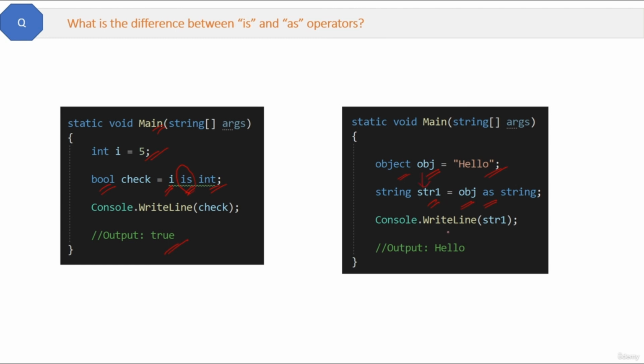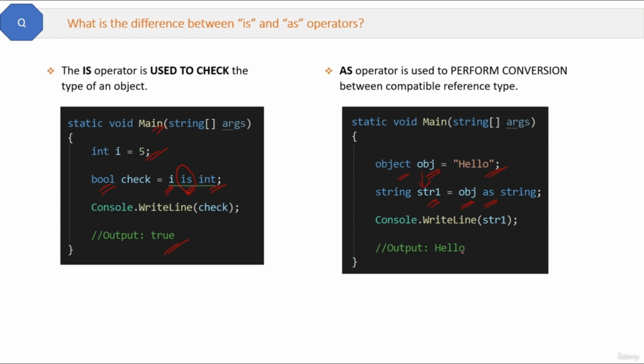So the difference is, first, the is operator is used to check the type of an object. On the other hand, the as operator is used to perform conversion between compatible reference types. You can say one more difference here: the is operator will always return a Boolean type like true or false, whereas the as operator will not return any Boolean type, because they are different things. The as operator will convert. So this is the answer to this question.